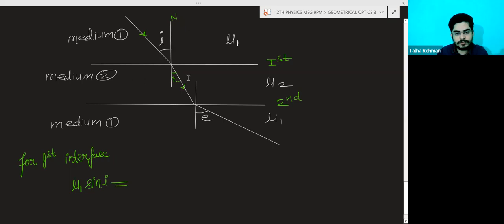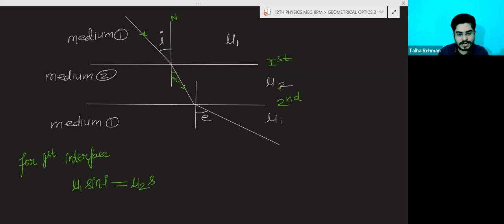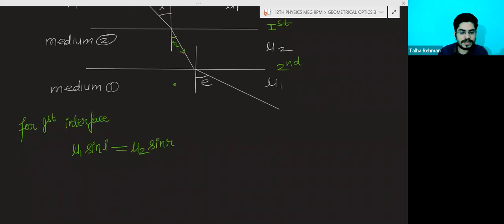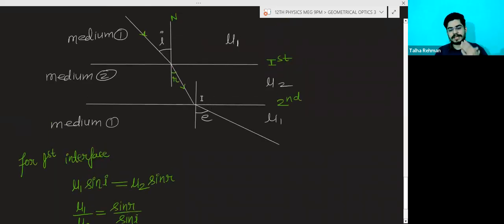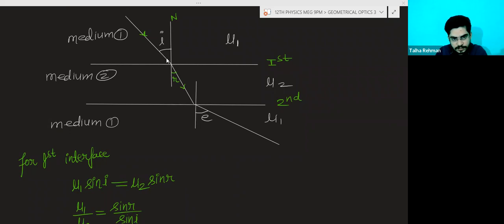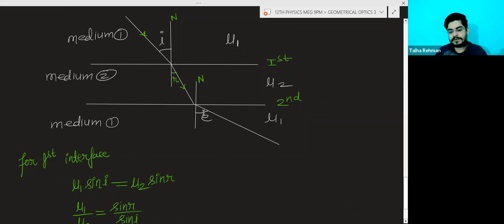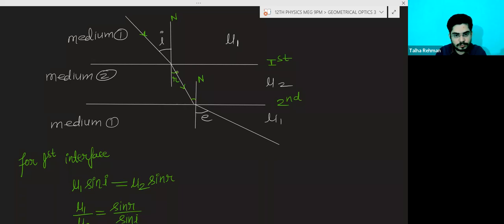That is equal to the refractive index of the other medium, mu2, and the sine of the angle with the normal, that is sine R. So this is your equation. From here you can find mu1 by mu2 is equal to sine R divided by sine I. If you know the maths, you can tell me this angle. This line is the normal and this is also the normal, and remember that these two lines are parallel. If this angle is R, then this angle will also be R. These are alternate angles, you have them in 9th class, I think.